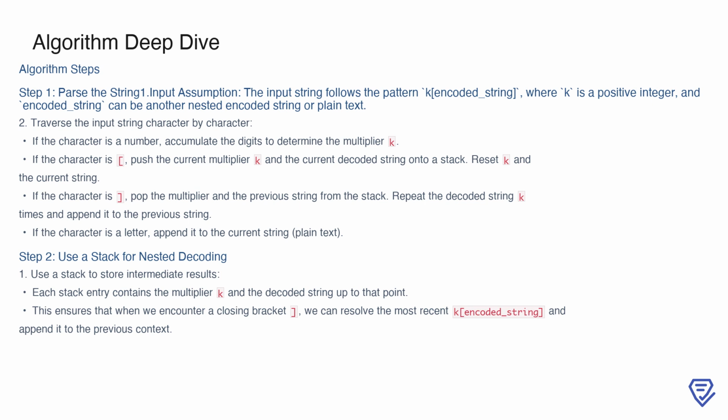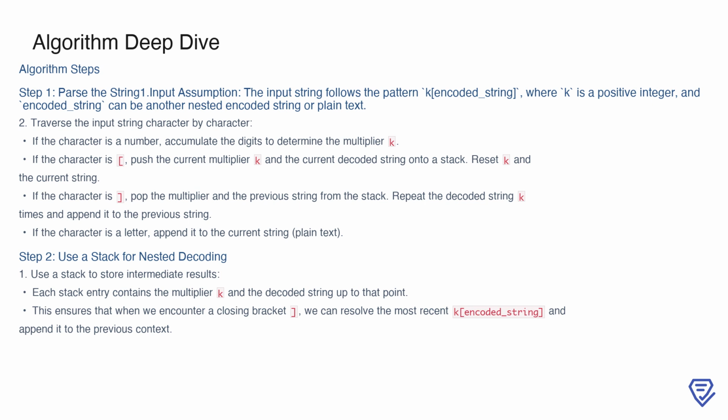To decode the given string, we start by parsing it step by step. The input string adheres to the pattern k[encoded_string], where k is a positive integer that represents how many times the encoded_string should be repeated. The encoded_string itself can either be plain text or another nested encoded string. As we traverse the string, if we encounter a number, we accumulate its digits to determine the multiplier k. When we see an opening bracket, we push the current multiplier and the current partially decoded string onto a stack. At this point, we reset k and the current string to prepare for processing the nested segment.